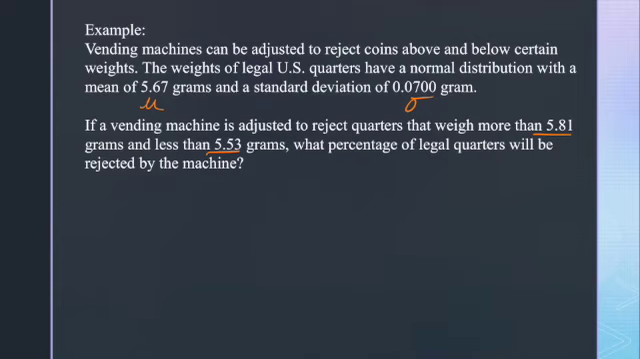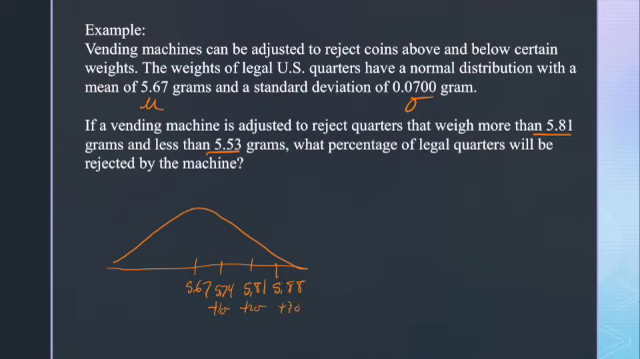The first thing we're going to want to do is draw our normal distribution. So I've got a mean of 5.67. If I go up 1 standard deviation, I'm at 5.74. Up 2 puts me at 5.81. Up 3 puts me at 5.88. So plus 1, plus 2, plus 3.